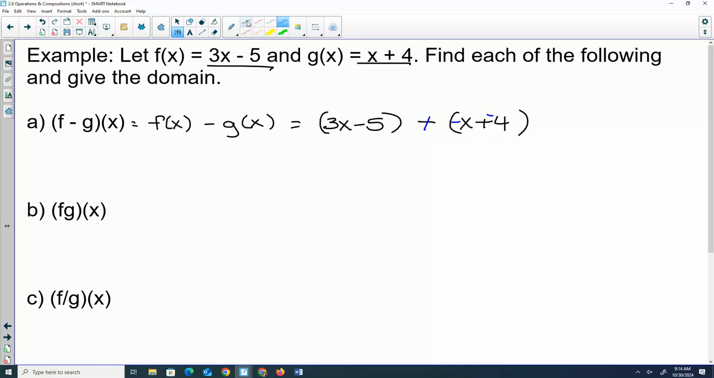And then we can combine like terms. So 3x plus negative x would be a 2x. Negative 5 plus negative 4 is negative 9.